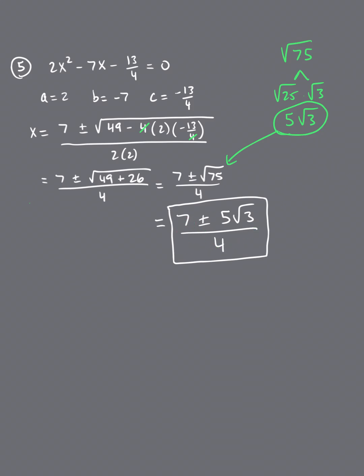We can see that we have two real solutions still, since we have 7 plus 5 square root of 3 over 4, and we have 7 minus 5 square root of 3 over 4. Now let's look at two examples that will have imaginary solutions.